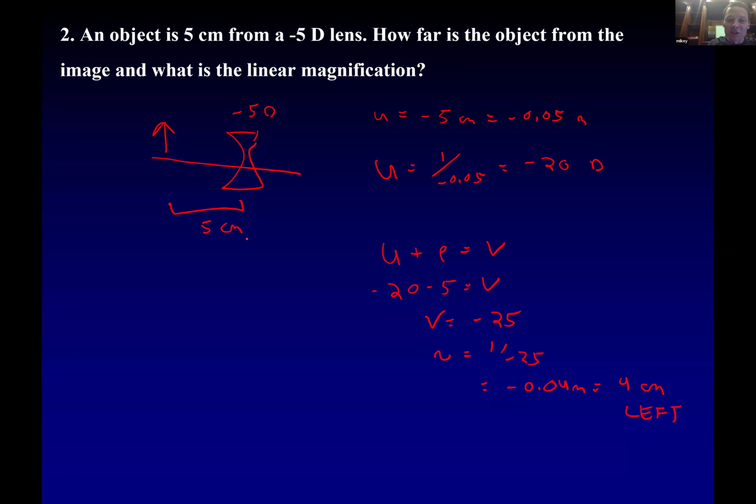So the answer is not 4 centimeters. It's 4 centimeters from the lens to the left, but the object is 5 centimeters to the left. So the image and object are 1 centimeter from each other. So the answer here is 1 centimeter.